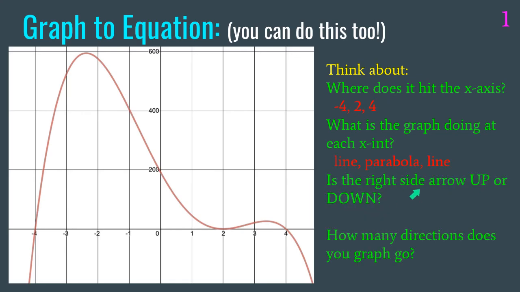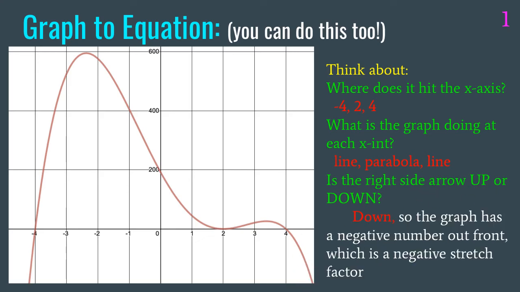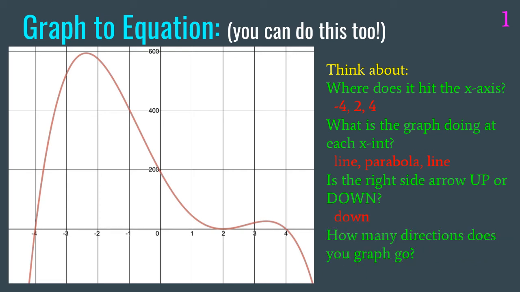Next, is the right side arrow up or down? Well, look at this down here. It's ending down, so that means this is going to have a negative. So the graph has a negative number out front, which is a negative stretch factor. That means this makes this arrow point down. All right, and then how many directions does the graph go? Well, it goes up 1, down 2, up 3, down 4.